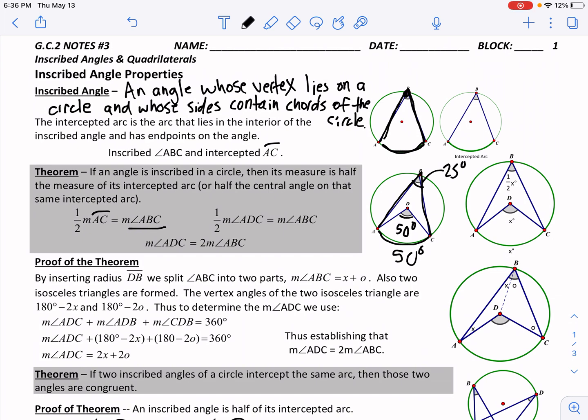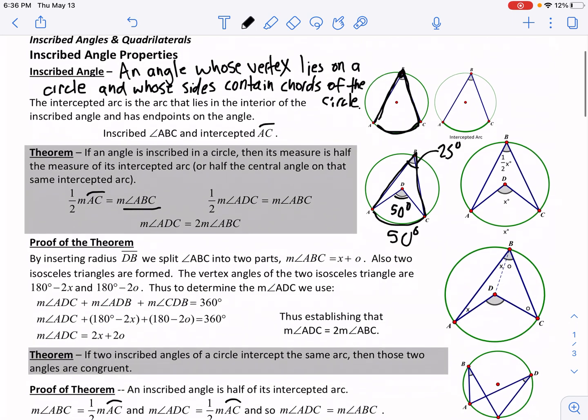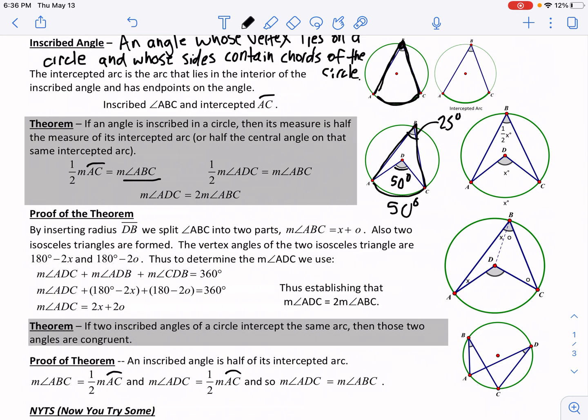Now that's also true if we said that half the measure of ADC is equal to the measure of ABC. So if we're looking at ADC here, our central angle, notice that the intercepted arc is also half of our central angle, which makes sense because the central angle and the intercepted arc are the same.